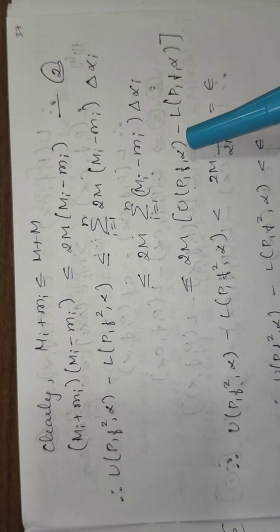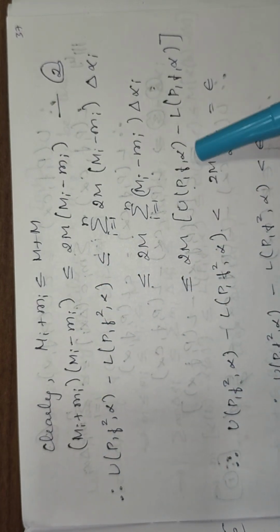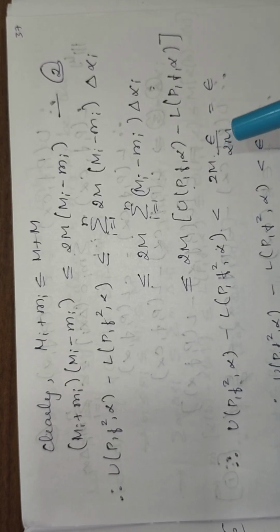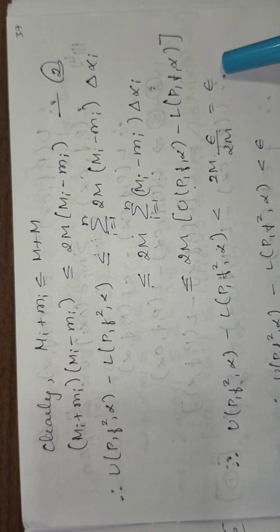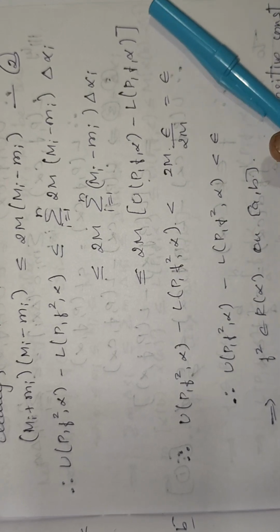Now we have taken this difference less than epsilon by 2M, so I can write this is less than 2M into epsilon by 2M. The 2M and 2M will get cancelled. That is why we have taken epsilon by 2M instead of epsilon. So 2M into epsilon by 2M is equal to epsilon. Therefore, the difference between the upper sum and lower sum of f square with respect to P and alpha is less than epsilon, and therefore f square belongs to R of alpha on the closed interval [a, b]. So this is all about the proof. Thank you.